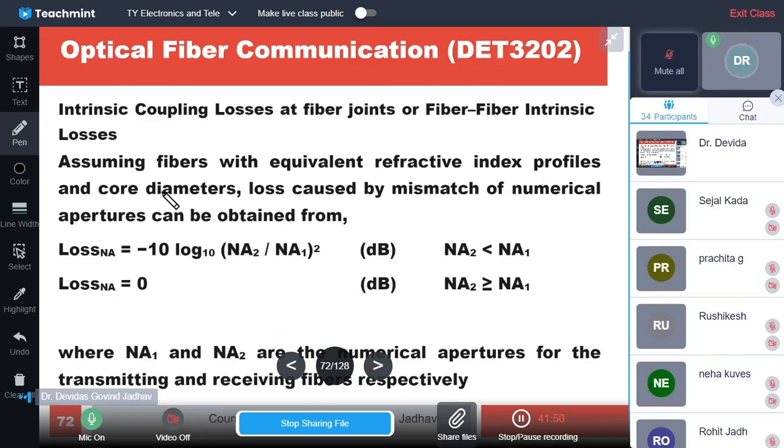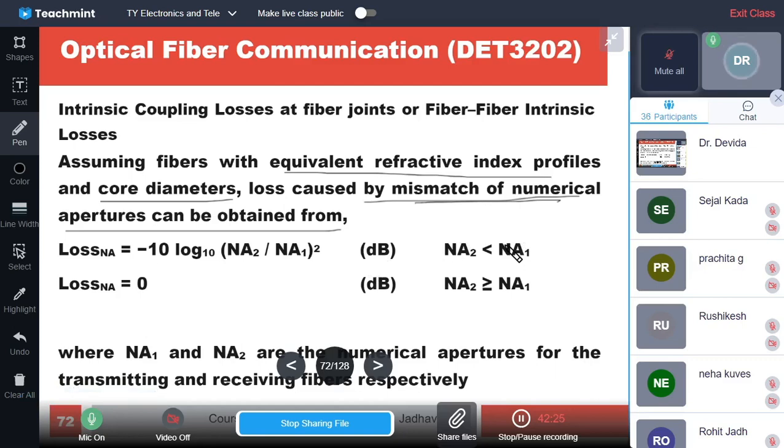Then second, assuming equivalent refractive index profile and core diameters. Core diameter is the same and refractive index profile is the same. Mismatch is with numerical aperture. Then loss NA, numerical aperture loss, is given as minus 10 log to the base 10 of NA2 upon NA1 square, in dB, where NA2 is less than NA1.